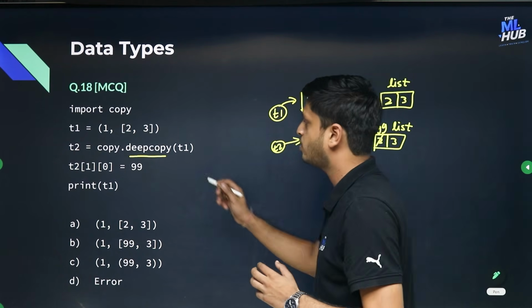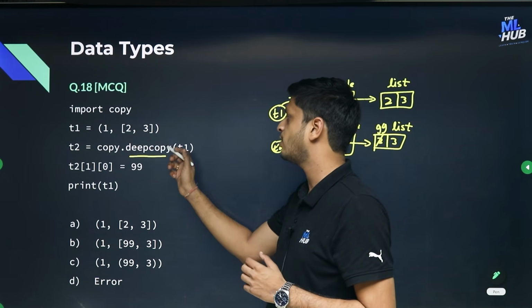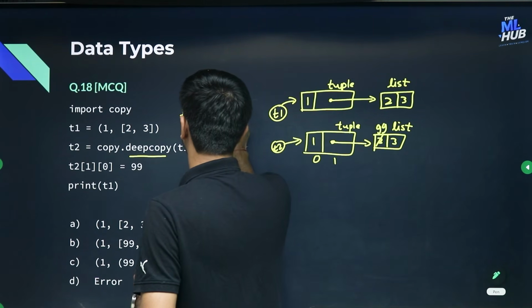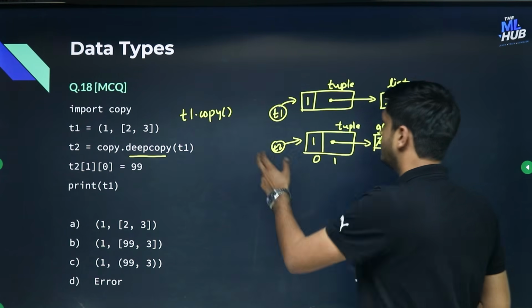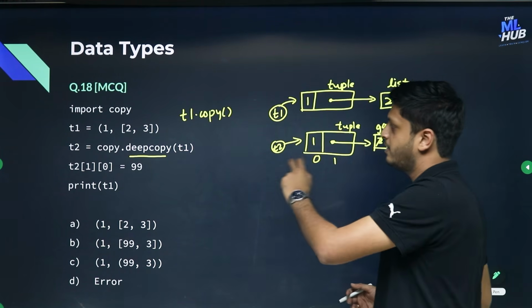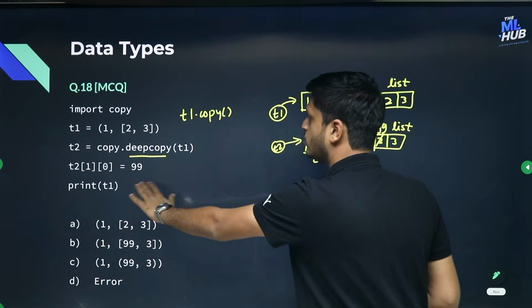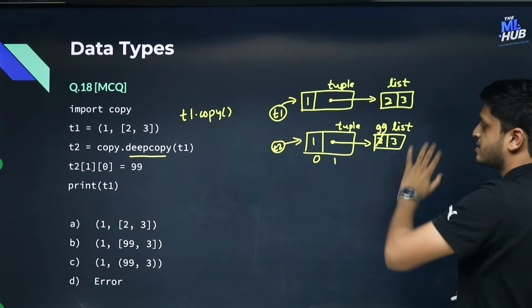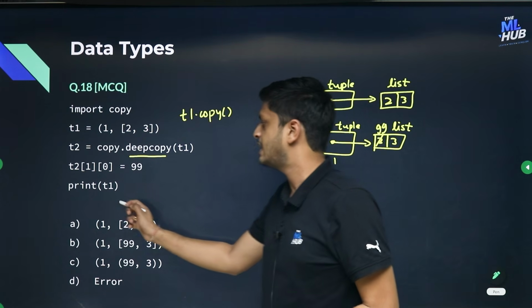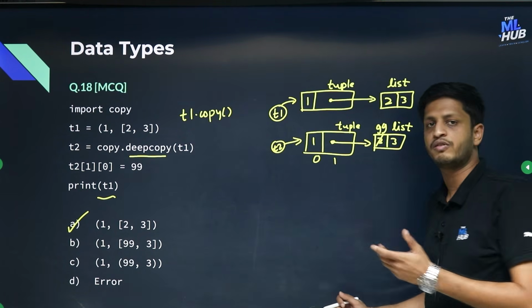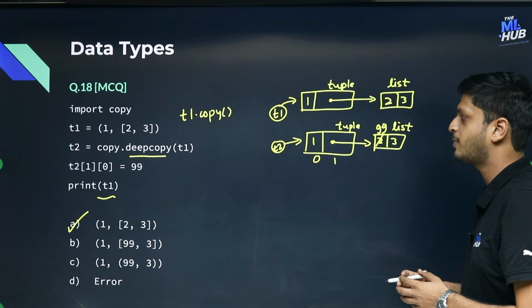If you were doing a normal copy, like T1.copy, then in that case it would be a shallow copy and it would be pointing to the same inner list, right? But here you are making a deep copy, so there will be no changes in T1. T1 will remain as it is. You will still have 1 and then a list containing 2, 3. So when you print T1, the answer will not change. T1 will remain as it is. Only T2 will change, since you are creating a deep copy here.